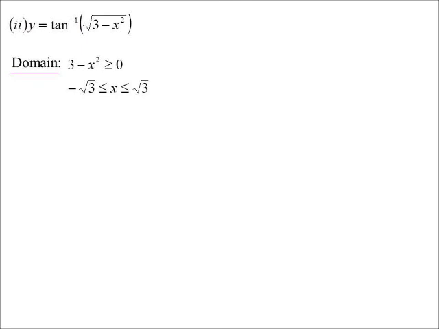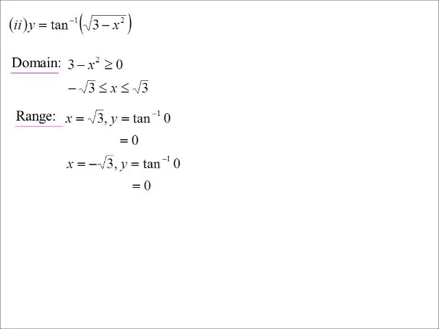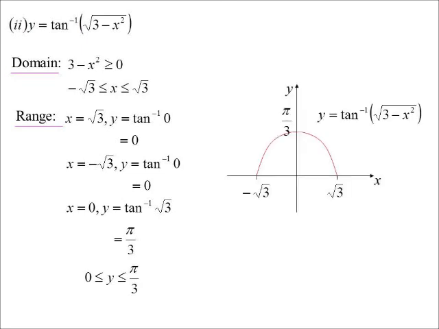Now, because there's a restriction on the domain, I have a look at what happens with the range now. So when x equals root 3, we're at 0. Minus root 3, we're also at 0. That makes sense, because it's going to be an even function because of the x squared there. So let's have a look in the middle. So at x equals 0, we get pi on 3. So my range is in between 0 and pi on 3. It's something like that. Strange looking graph. Looks a bit like a semicircle, doesn't it?